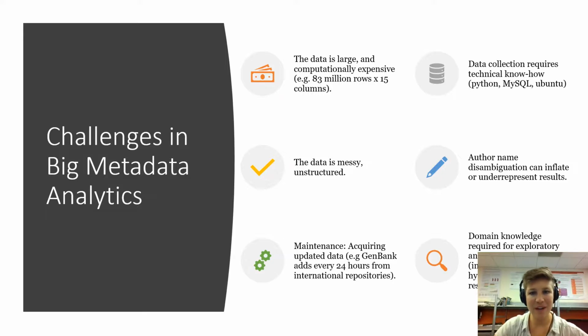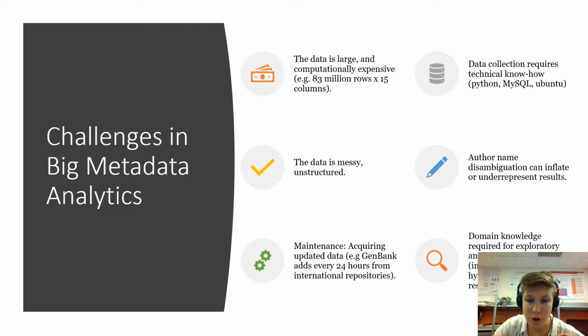Another challenge that we found is the data is messy and it's unstructured. Many of these columns are full of journal titles, for example, that are not validated through the form through which they were input. Also, the data is messy in the sense that author name disambiguation is still an area of growing focus in scientometrics research. So for example, author name disambiguation can inflate your results or can underrepresent your results.